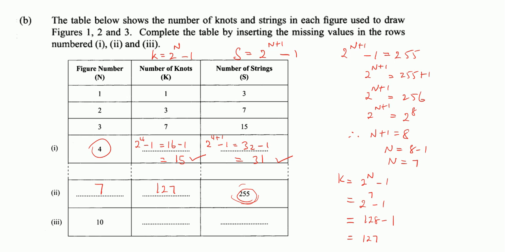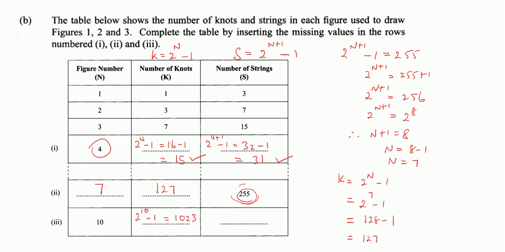And the last part, they told us that n is equal to 10. You have to find k and s. So this will be 2 to the power 10 minus 1. Well, at this point, you can just use your calculator here. So 2 to the power 10 will give me 1024. Minus 1 will give me 1023.